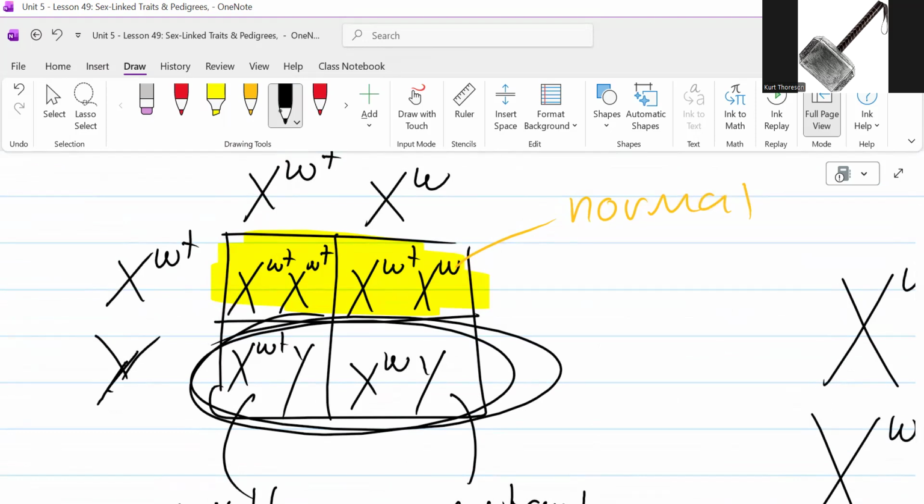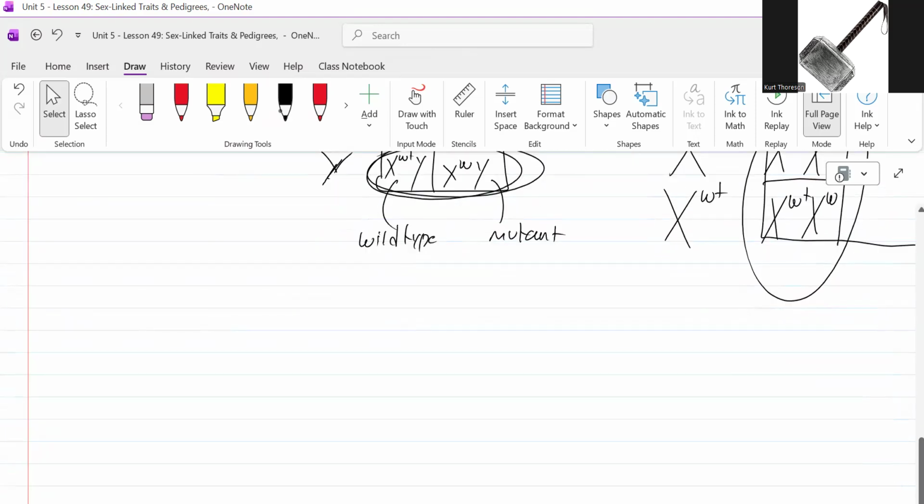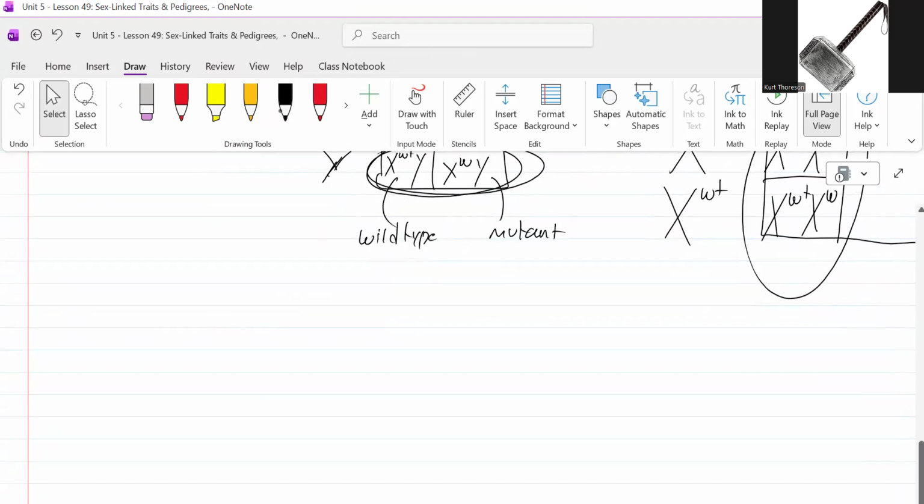Even if you have a dad who's colorblind, like I had a student last year, a dad having colorblindness and his son happened to be colorblind too, have nothing to do with each other. That son had to have inherited it from mom. Okay? So I want to give you another scenario. This will be my last one.